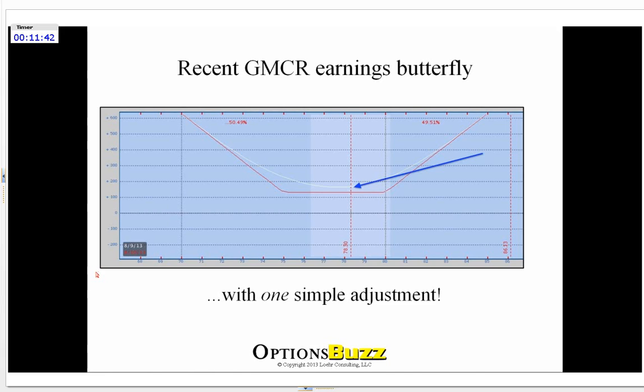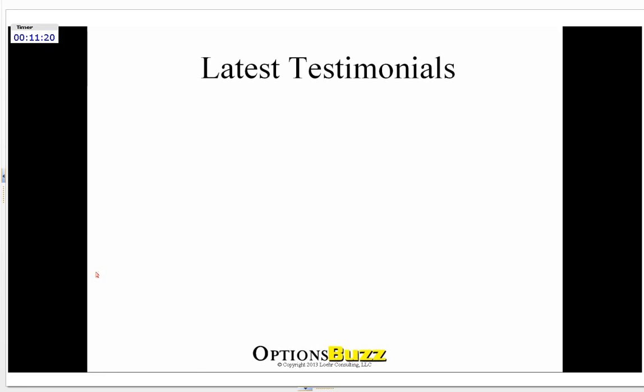So I made one adjustment, and I turned the butterfly into this. Isn't that cool? Basically, it's like a strangle, but it's all above. It's got locked in profit. And everybody, you know, what's the adjustment? Well, the adjustment was I bought a straddle. Okay, I bought a straddle. And the effect of doing that is it locked up all the profit and took all the risk out and gave the trade room to make more money.